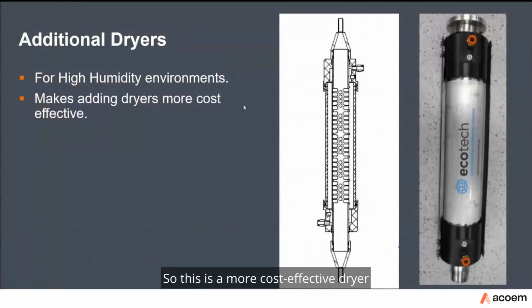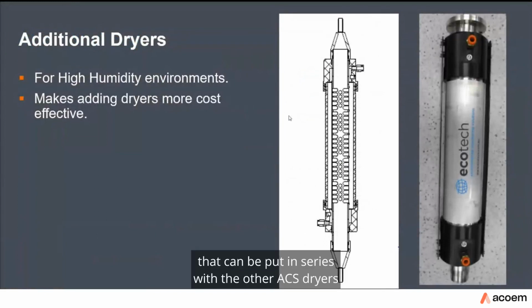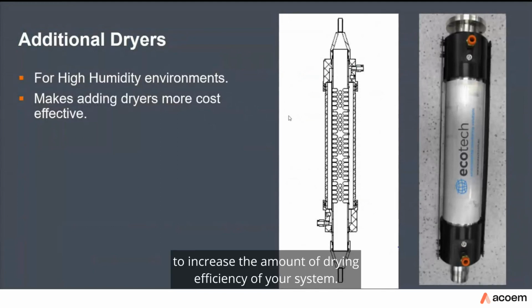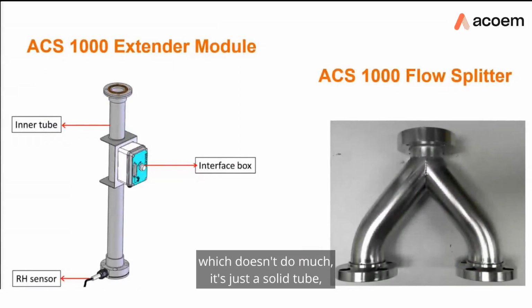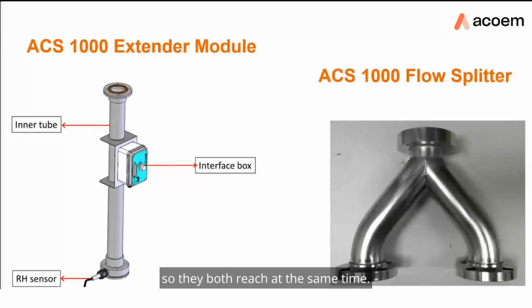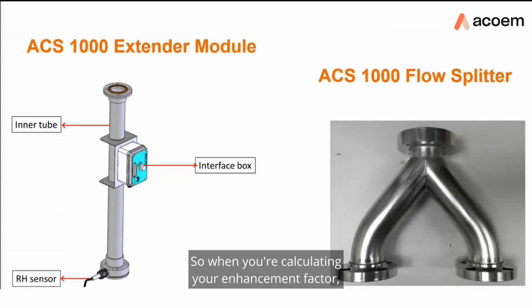So this is a more cost-effective dryer that can be put in series with the other ACS dryers to increase the amount of drying efficiency of your system. As well as the other modules, we have an extender module, which doesn't do much. It's just a solid tube, but it extends the length of the path for both channels, so that the sample, when it reaches the nephelometer on your wet and dry side, the sample path is the same, so they both reach at the same time. So when you're calculating your enhancement factor, you know you're using data that's in the same time frame.